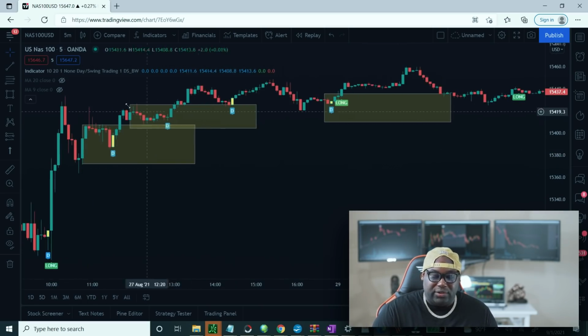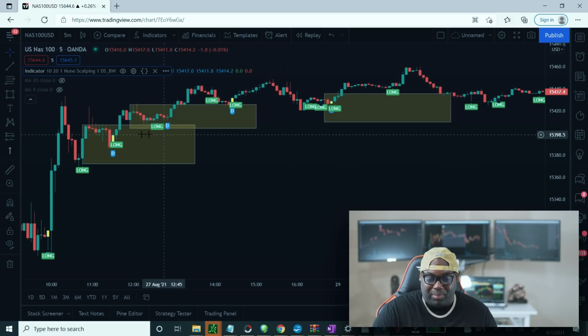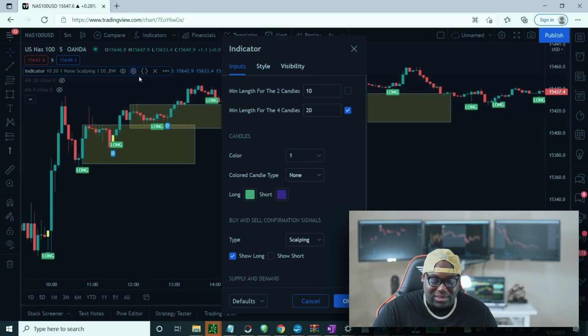And the scalping one gives you more signals, and you can get in and out of the market real quick if you're scalping. So notice how I put it back on the scalping. You've got more trades going on. Quick scalp right here, quick scalp right there, quick scalp right there. Now, investing is strictly for the daily chart.